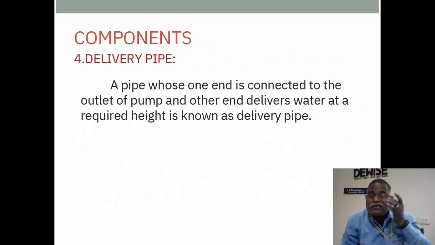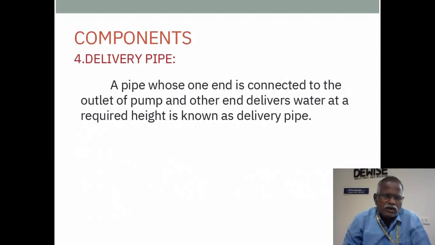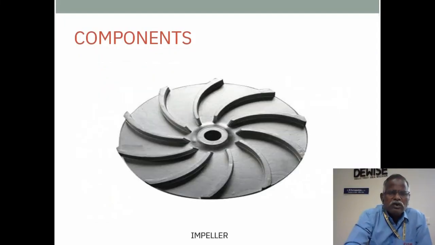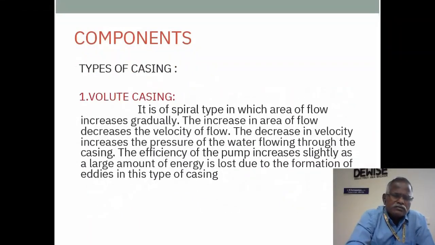The delivery pipe is connected to the outlet of the pump and delivers water at the required height. This component is the impeller. These are the different types of casings: volute casing, vortex casing, and diffuser ring casing.